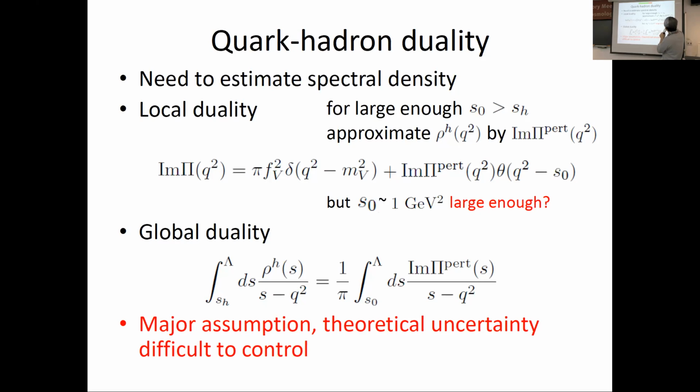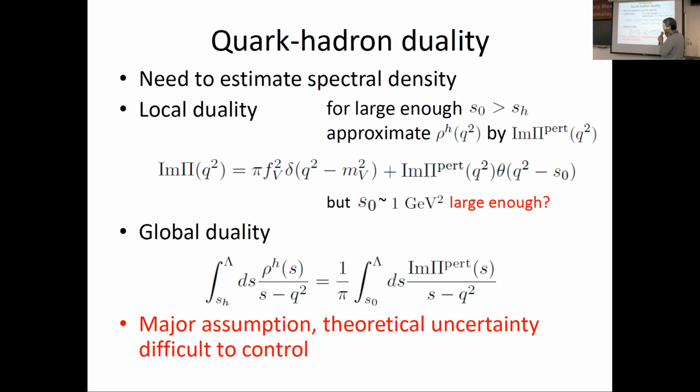So people assume that above some scale like s_0, the rho_h can be almost equal to the perturbative contribution. So this is the so-called quark-hadron duality. This is the hadron behavior, this is the quark, and we just assume above some scale, they are equal.